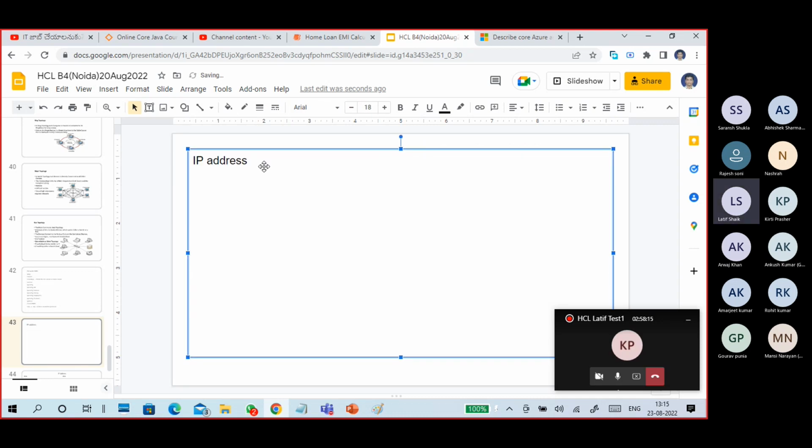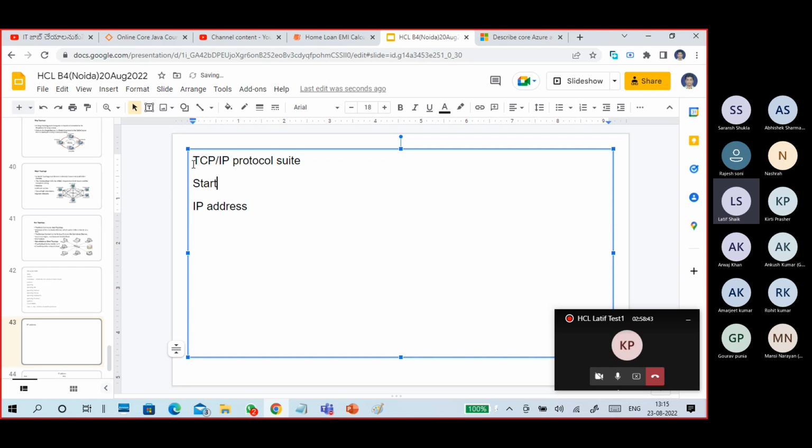What is our network? It's a TCP/IP network, not OSI layers, not SPX, or AppleTalk or anything. We don't use it. We use the TCP/IP protocol suite. What protocol suite are we using? We are using the TCP/IP protocol suite.